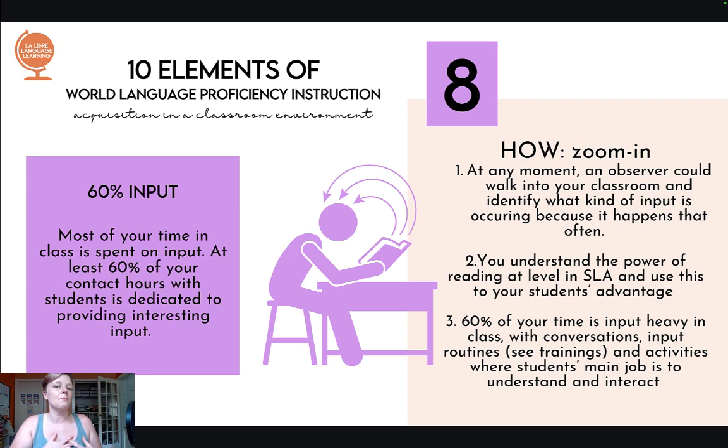I am instead the input clarifier. I'm making sure that everything's clear for my students as they are working through this new and exciting input, as well as making sure that they're exposed to lots of different types of native speakers in an authentic cultural context, which is great. So, what does this actually look like? How do we do this? Let's zoom in. At any moment, an observer could walk into your classroom and identify what kind of input is occurring in your class, whether it be y'all are doing a game, you're doing a listening activity, or you are the source of input doing something like story listening, because it happens that often. Input is the focus of your classroom.